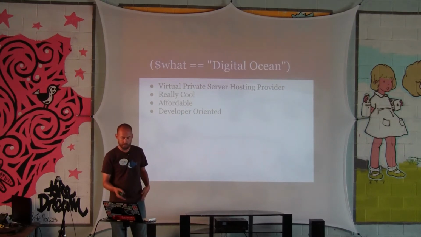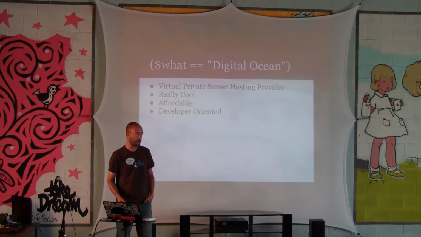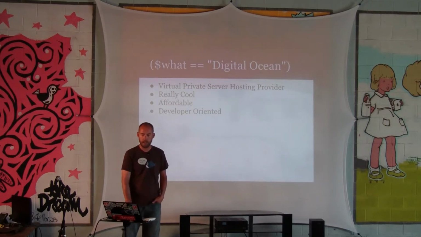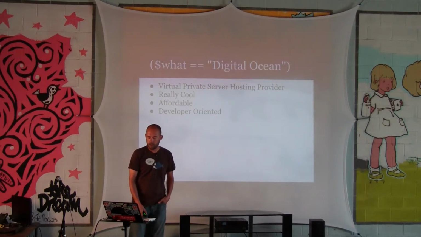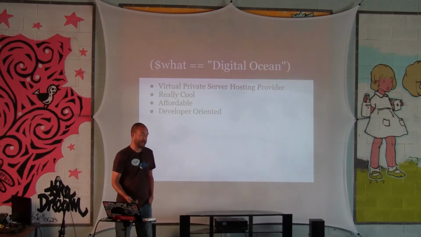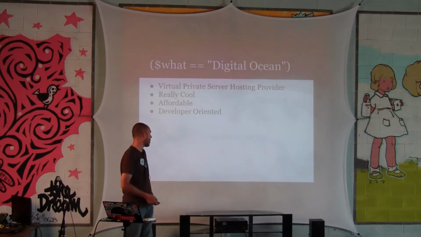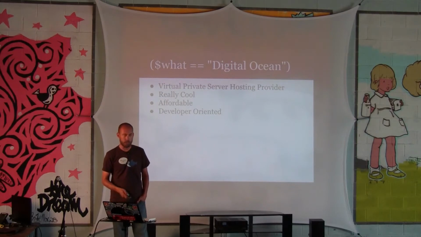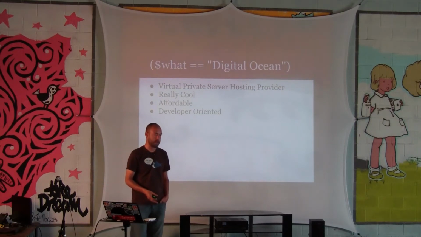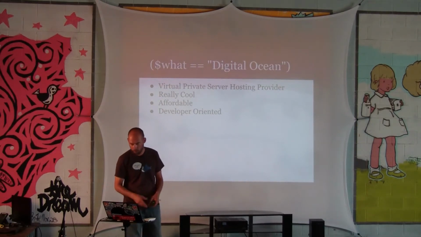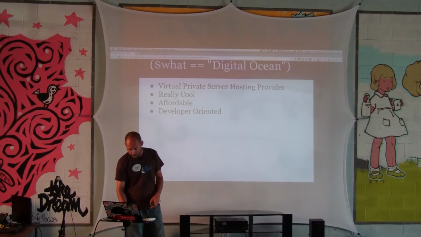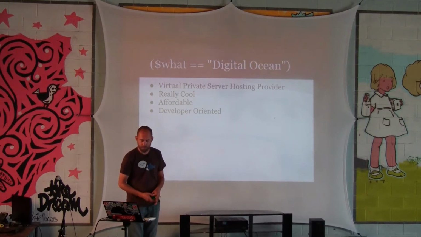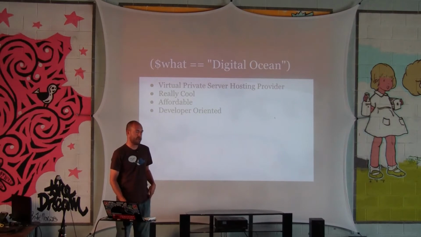So you get a certain amount of cores, a certain amount of RAM, a certain amount of hard drive and bandwidth on that. So they're really cool. DigitalOcean makes it pretty cheap. They're really affordable. Their base server is $5 a month. And they seem to be a really developer-oriented company too. They're built by developers for developers for the most part, so there's no kind of distraction on that.